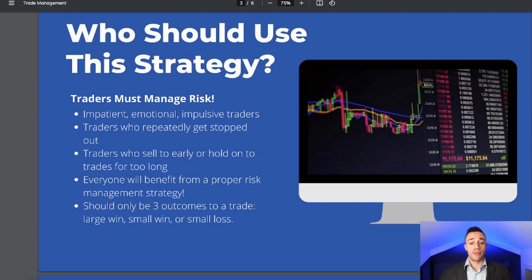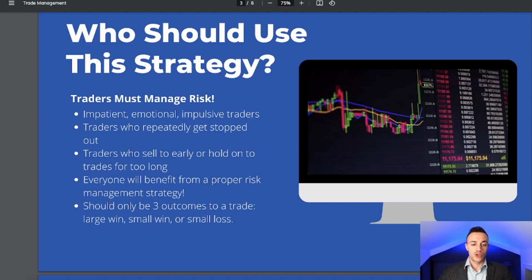Also, as for traders who repeatedly get stopped out, so maybe you're frustrated right now, you keep on taking a trade, you go through your whole entire checklist of a trade, you check the trend, you check support and resistance, supply and demand, all the indicators are lining up, you have confluence, but you just keep on getting stopped out and you don't know what to do next, well then this method is again for you.